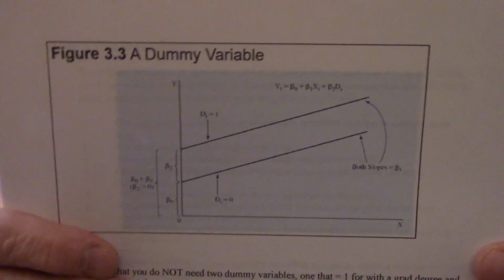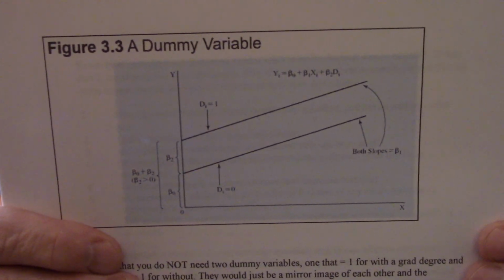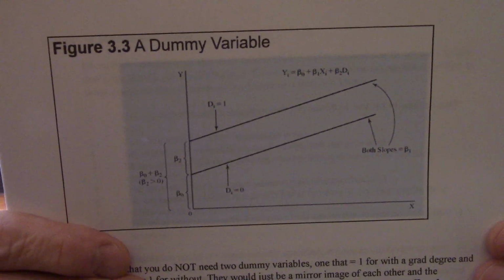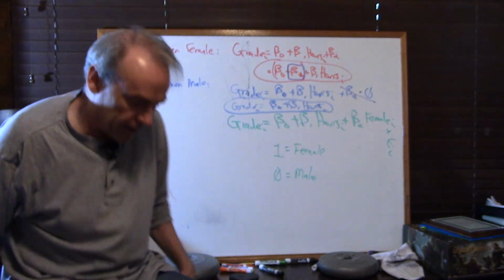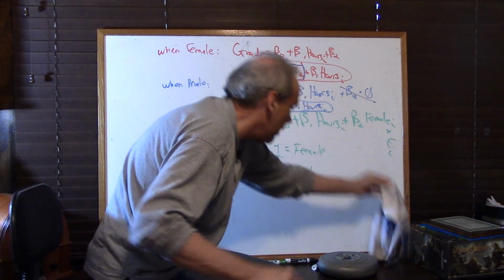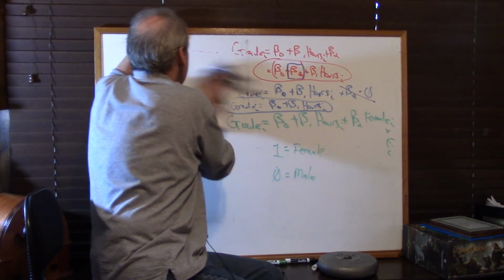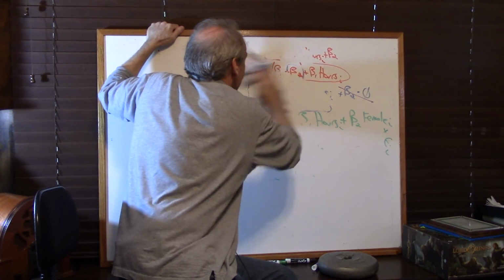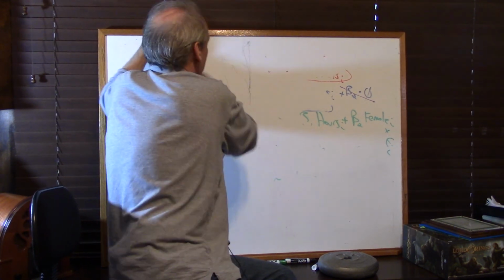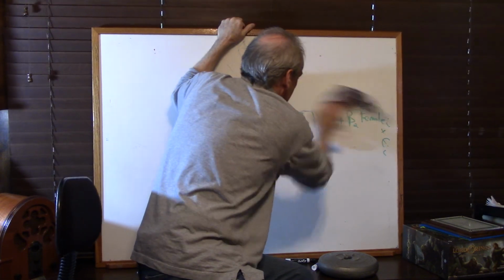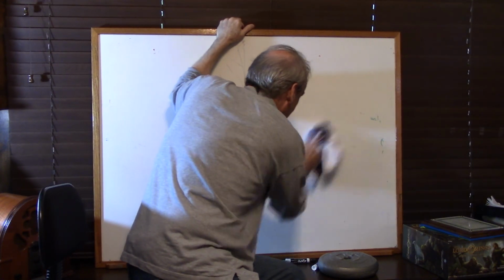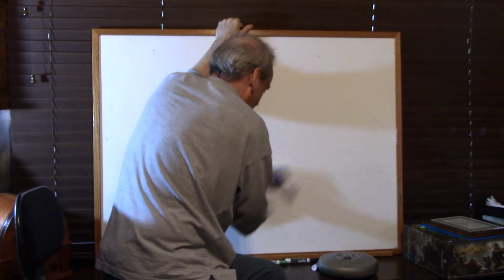And of course, if we were using the example I just went over, for women it would be the regression line on the top. For men it would be the one on the bottom. So check this out. Let me sketch this on here real quick. Erase, erase, erase. Okay.